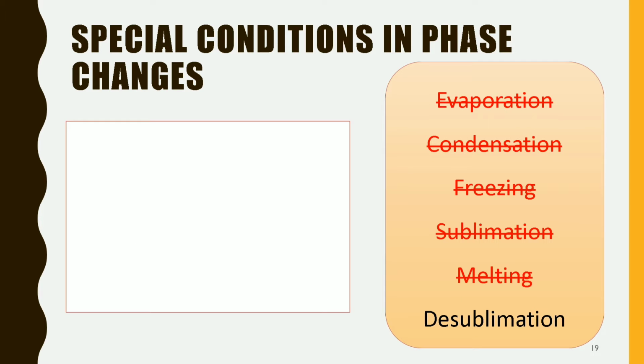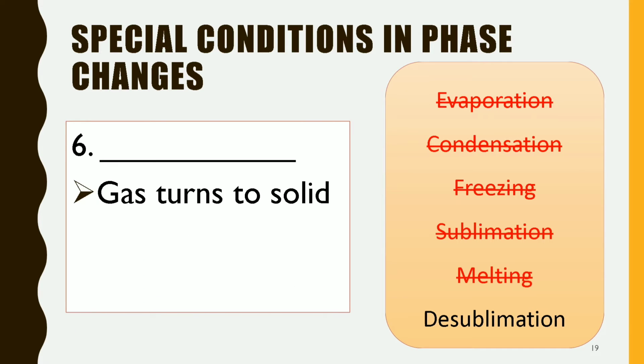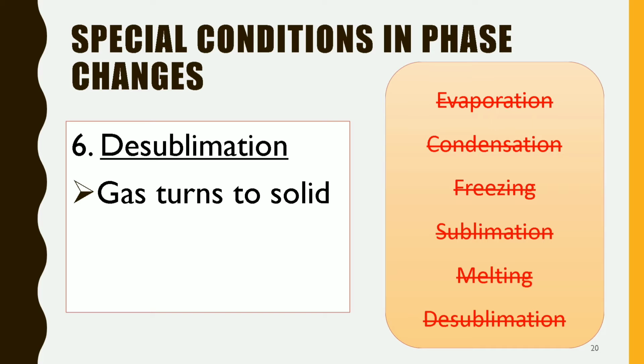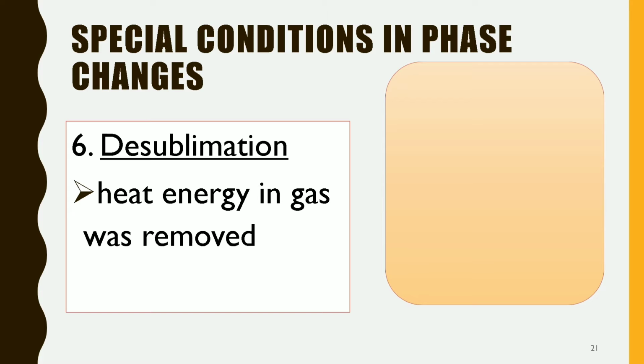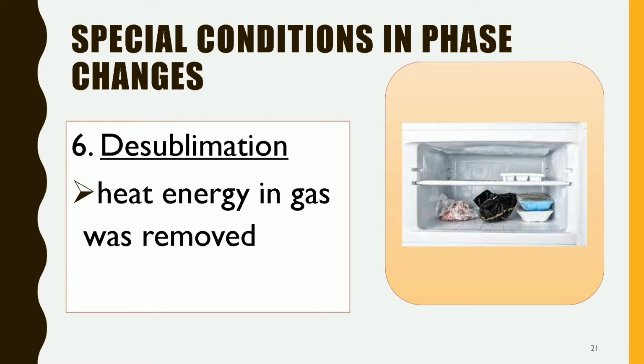And for the last, gas turns to solid. The correct answer is desublimation or deposition. Desublimation or deposition is the phase change from gas directly to solid, with no intermediate liquid phase. It happens when the heat energy in the gas is removed. A common example is frost formation in home freezers. So, a common physical change occurs when matter changes from one phase to another without chemical reactions occurring.